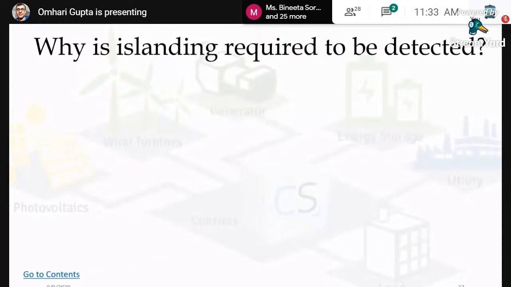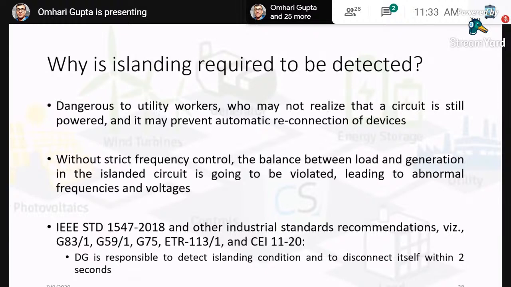Why is islanding required to be detected? That is another question. Whenever islanding occurs and there is some maintenance task to be taken care of by the utility workers, they may face a shocking hazard when the DG remains connected to the system. They have taken a shutdown from the utility, but several DGs remain connected to the system. So your distribution system will remain active and there can be shocking hazards to the utility workers.